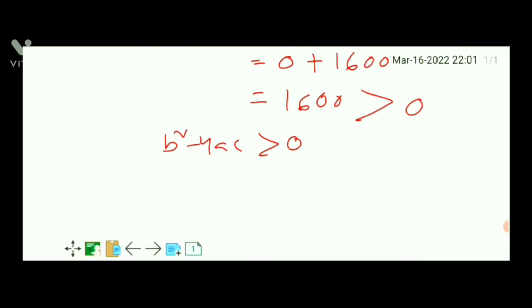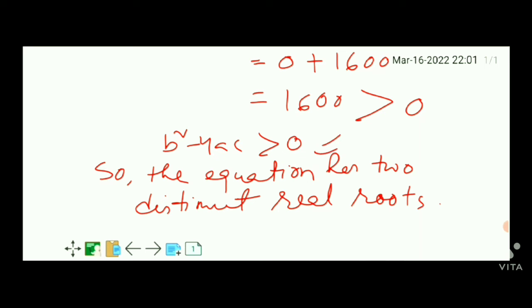In our earlier video, we have found that if b square minus 4ac is greater than 0, then the quadratic equation will have real roots. So the equation has two distinct real roots.